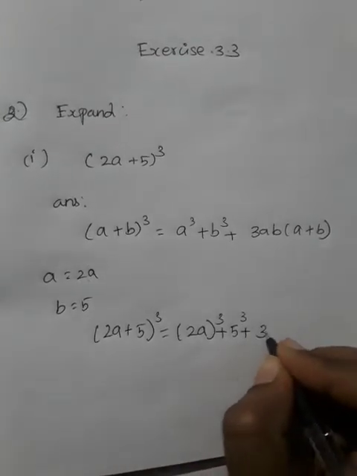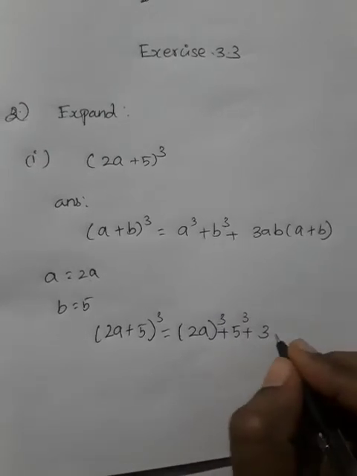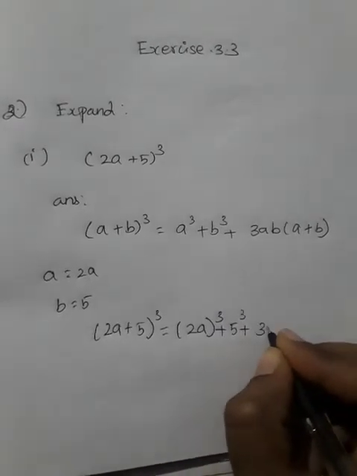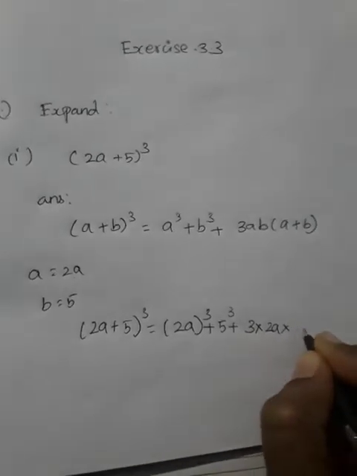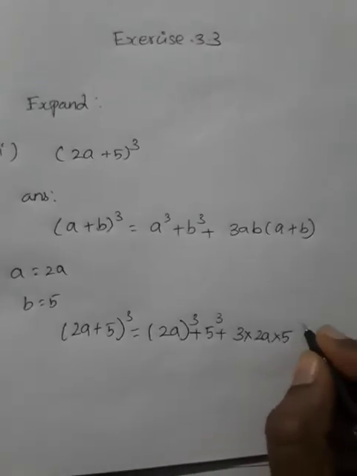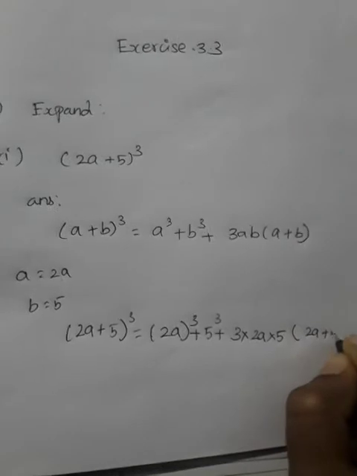Plus 3ab. What is meant by 3ab? 3 into a into b. So 3 into a is 2a, into b is 5. Is it clear? Yes, next one. Open a bracket, a plus b. So 2a plus 5.